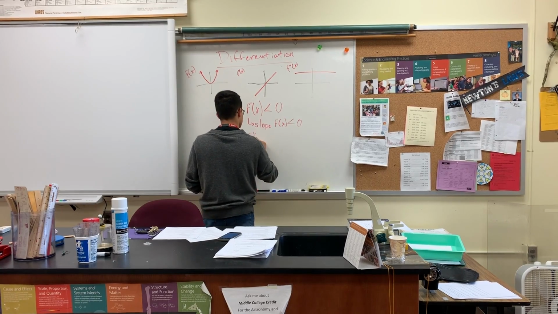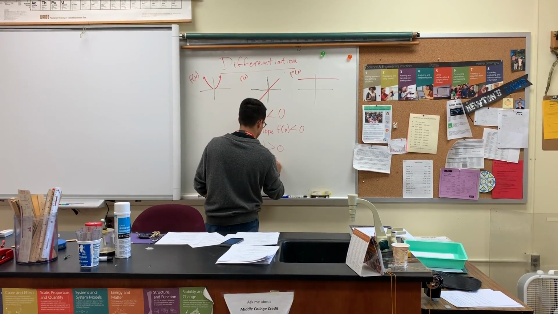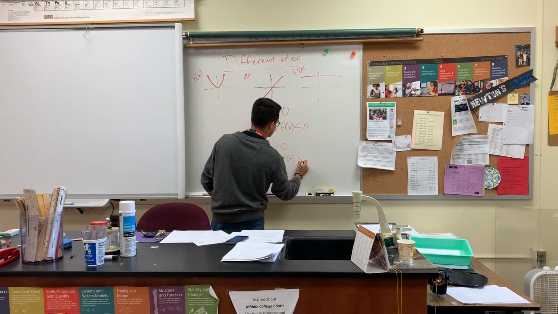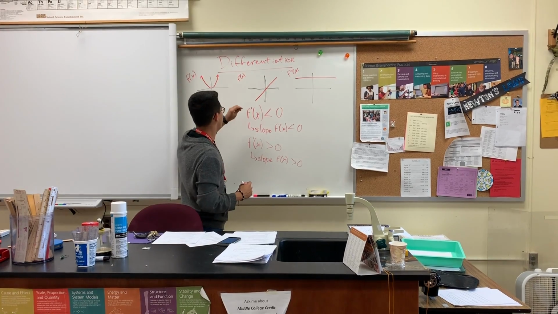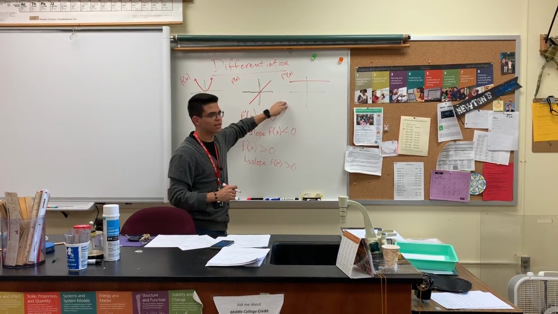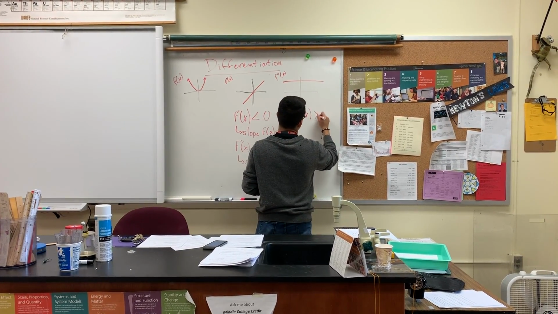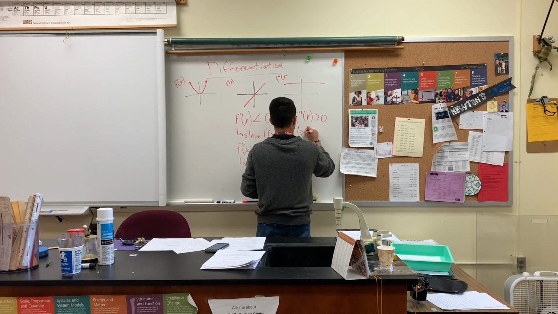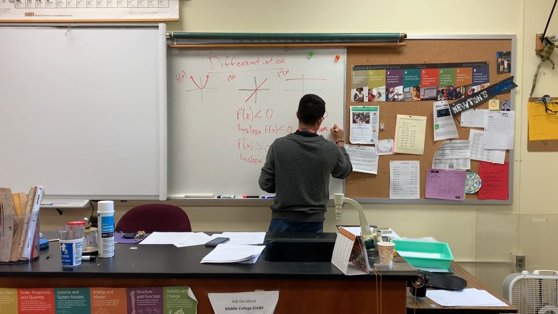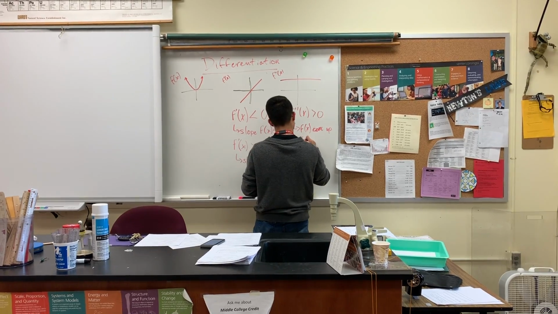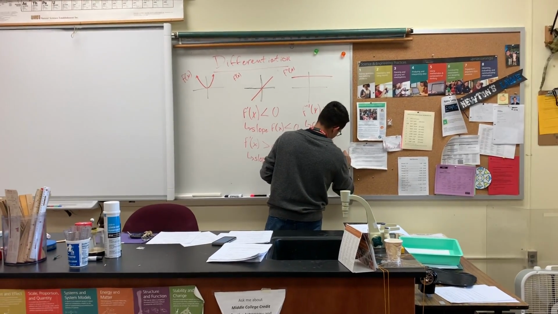Now if f prime of x is greater than 0, this means that the slope of f of x is also greater than 0. Okay? The other thing that we can get is from f double prime x, the second derivative. Wherever the second derivative is positive, so wherever f double prime x is greater than 0, f of x is concave up. And if f double prime x is less than 0, then f of x is concave down.